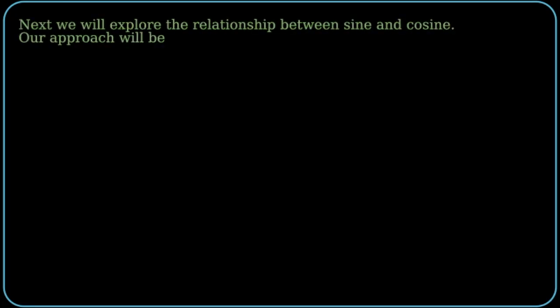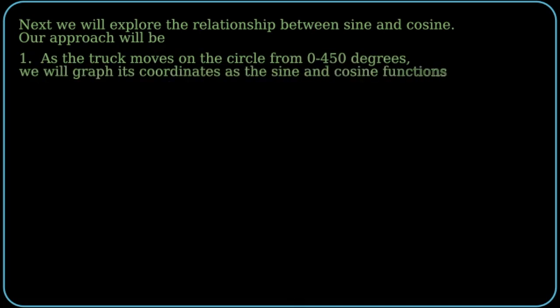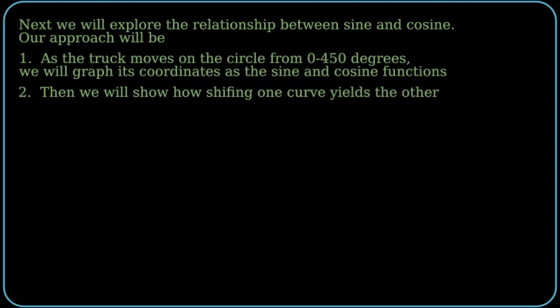Next, we will explore the relationship between sine and cosine. Our approach will be, as the truck moves on the circle from 0 to 450 degrees, we will graph its coordinates as the sine and cosine functions. Then we will show how shifting one curve yields the other.